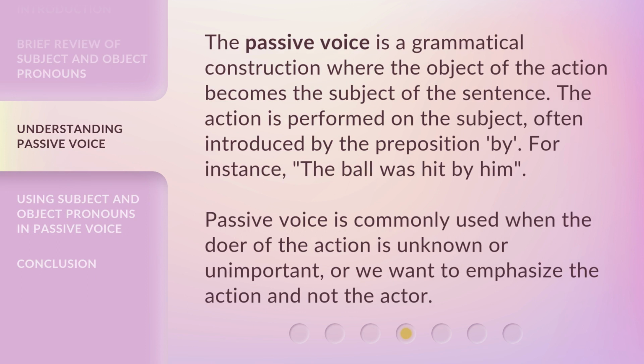The passive voice is a grammatical construction where the object of the action becomes the subject of the sentence. The action is performed on the subject, often introduced by the preposition by. For instance, the ball was hit by him. Passive voice is commonly used when the doer of the action is unknown or unimportant, or we want to emphasize the action and not the actor.